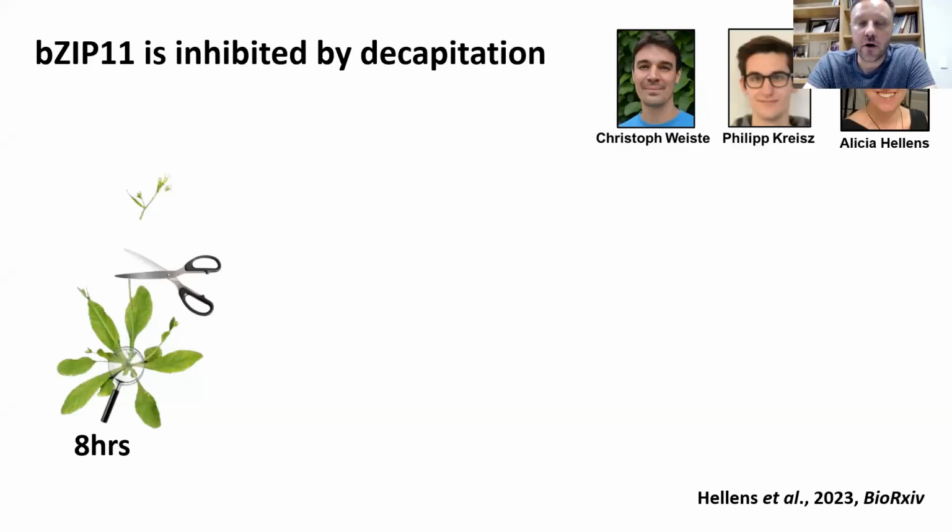So this time, we collaborated with Christoph Weister and Philipp Kreis at Wolfsburg University to test the involvement of BZP11 in shoot branching in Arabidopsis. One of the first experiments we did was to decapitate Arabidopsis and to measure BZP11 protein levels in the core of the rosette, which is enriched in axillary buds.